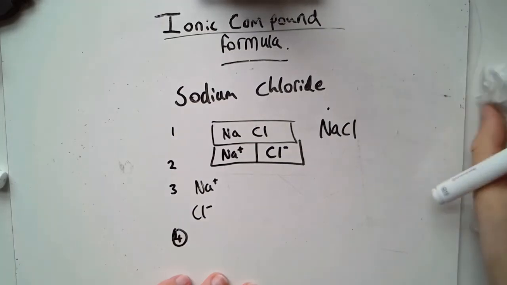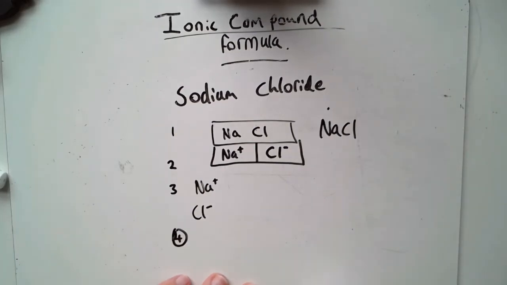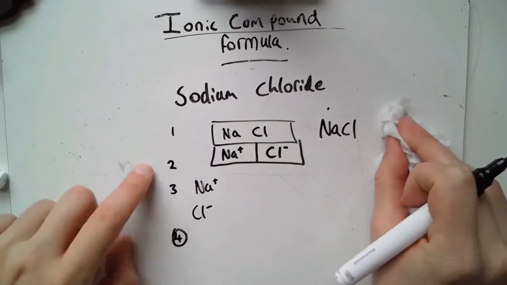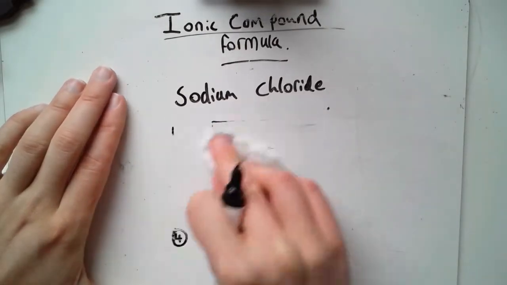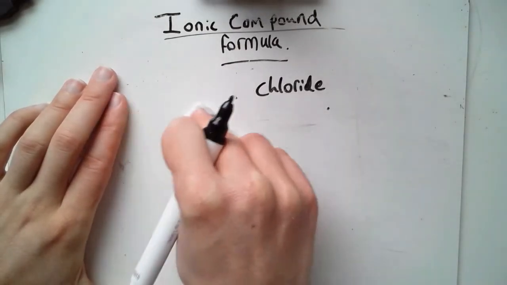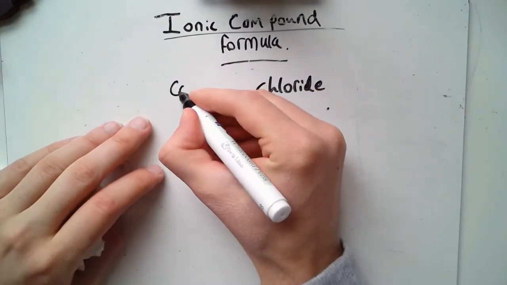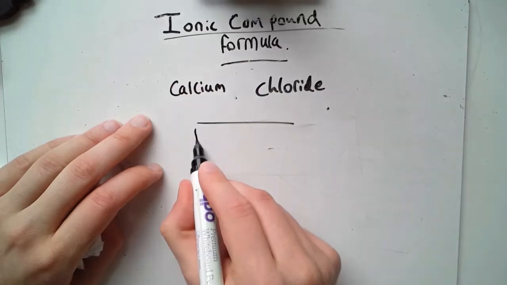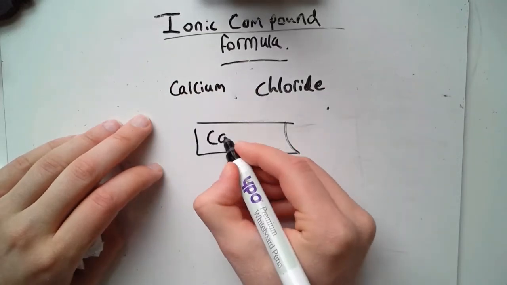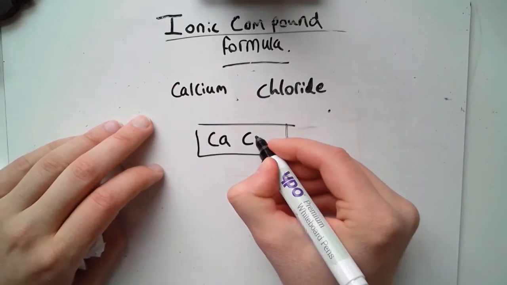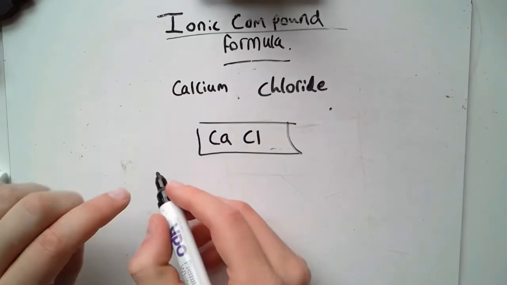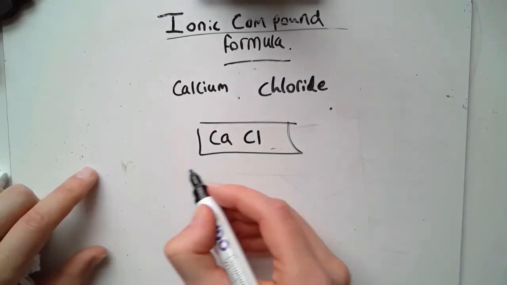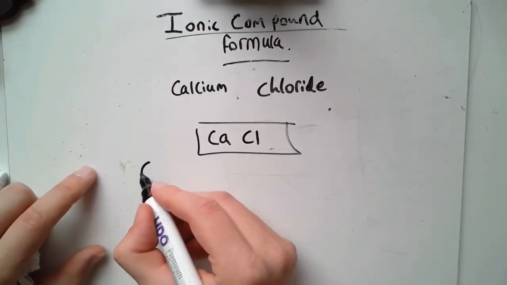Okay, I'm going to do another one this time, but I'm going to do it without writing all the steps out. This time we're going to do calcium chloride. I'm going to draw a box. The symbol for calcium is Ca. Symbol for chlorine is Cl. I'm going to write the formulas for each ion just here.